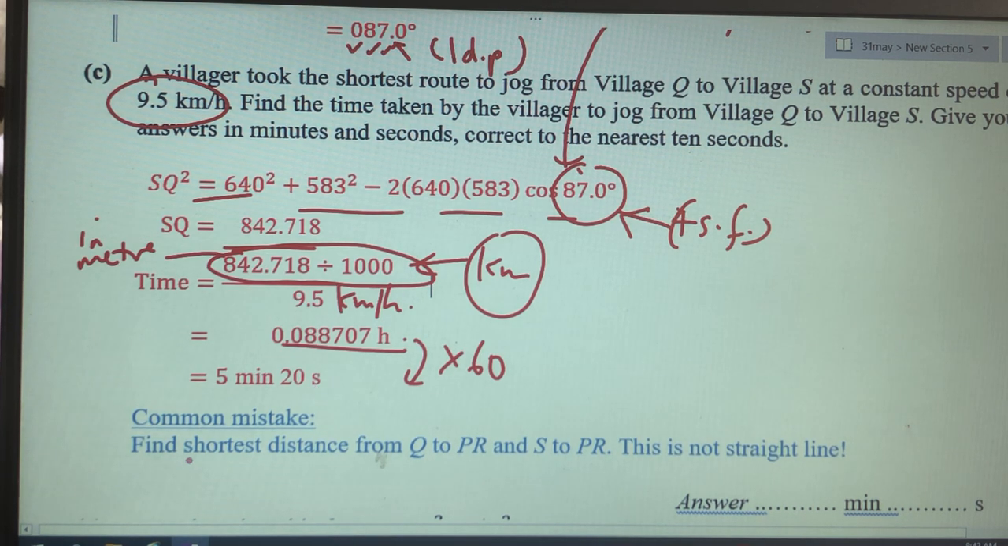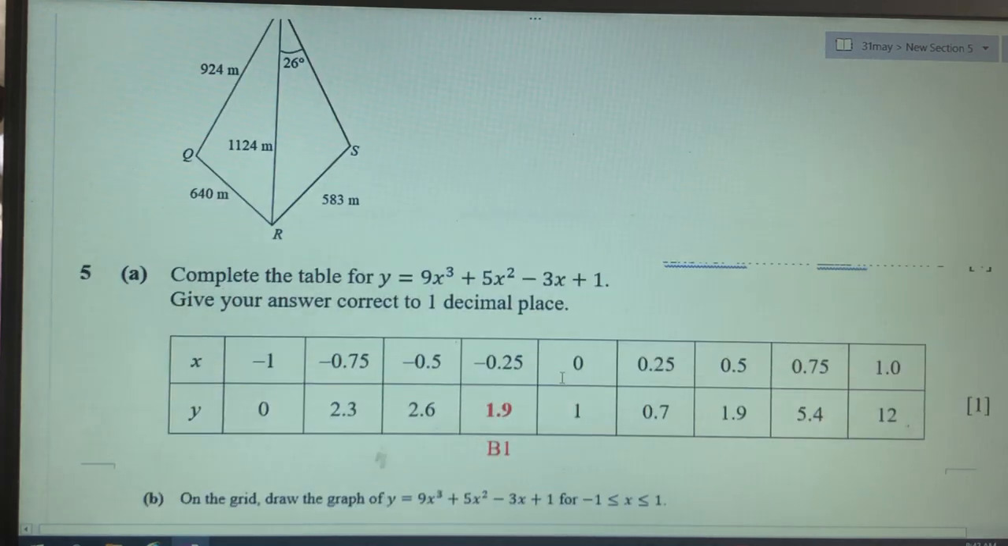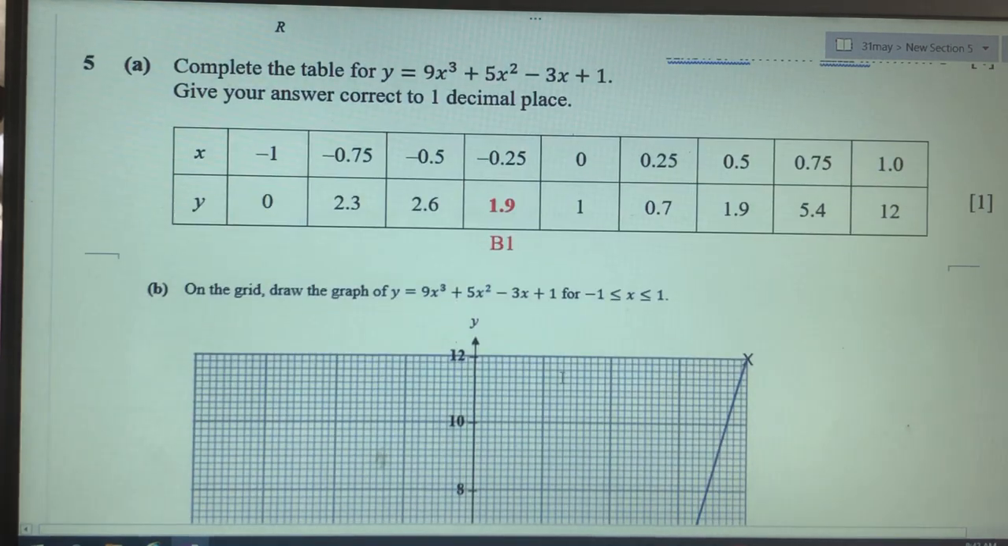One error some of you make is, when you find the shortest distance from Q to PR and S to PR, some of you assume a straight line. It's not a straight line. Okay, now we go to the next question.